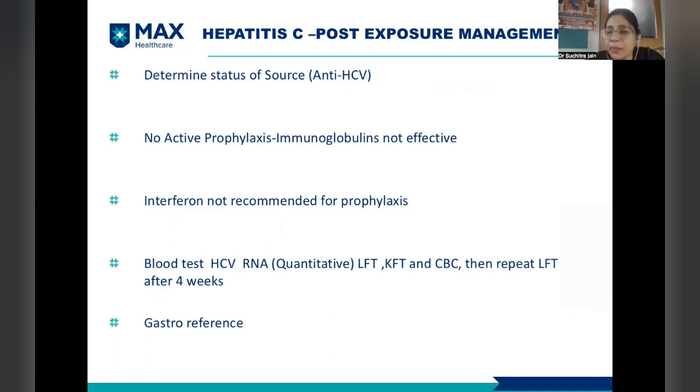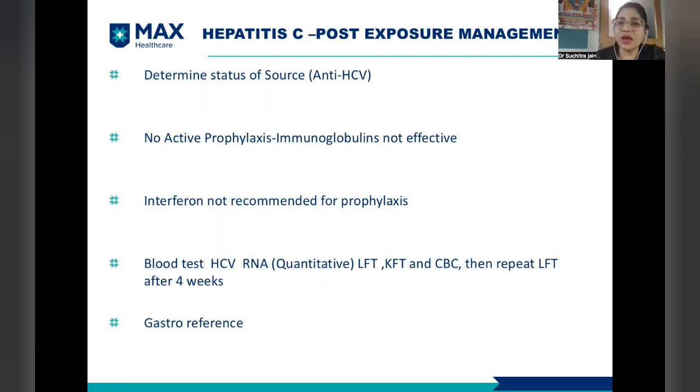So what will be the management? In case of hepatitis B, we give immunoglobulins, and we also give vaccination if the titer is less than 10. If not vaccinated, we will give the complete hepatitis B vaccination. But unlike hepatitis B, in hepatitis C we don't have any vaccination, so what we are going to do is just track our healthcare staff.